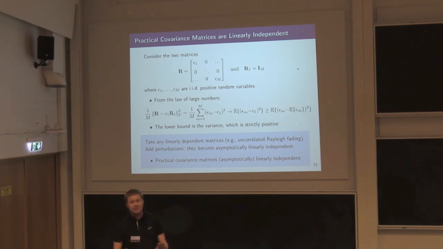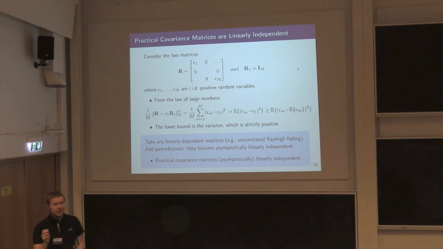So any case where something is linearly dependent is unstable. And therefore we can expect it will never happen in practice that you have something that's exactly asymptotically linearly independent, or linearly dependent. Everything will be practical covariance matrices are asymptotically linearly independent. And that is the takeaway message, which will be very important when we now look at the asymptotics.